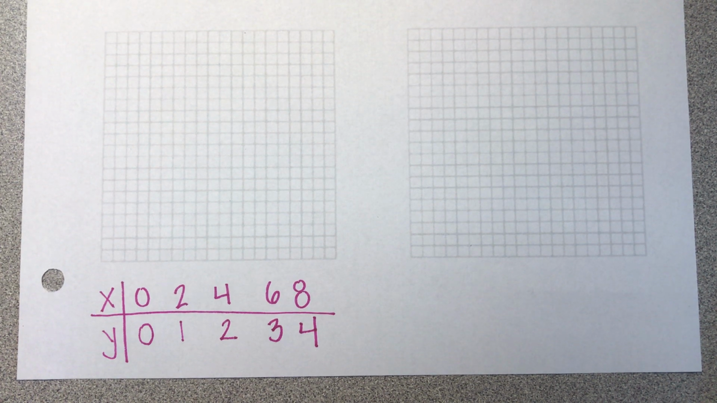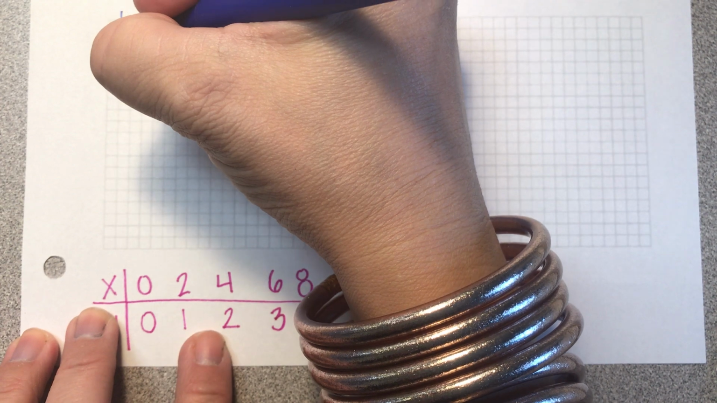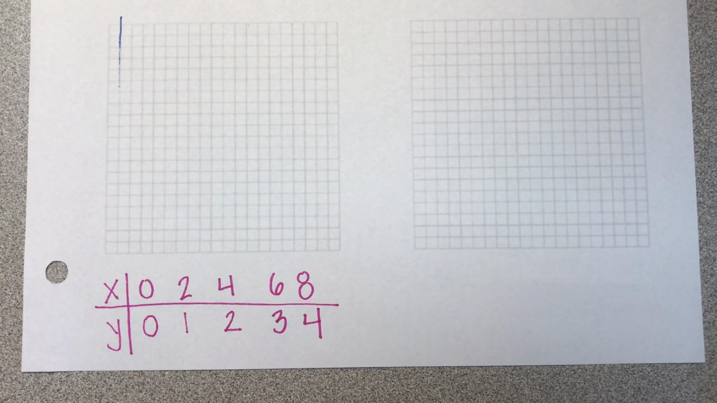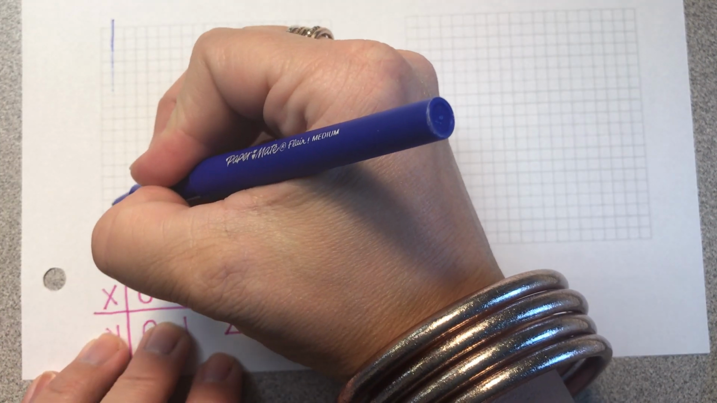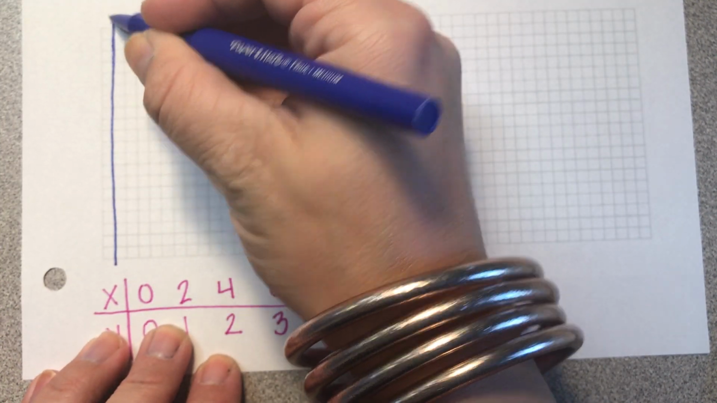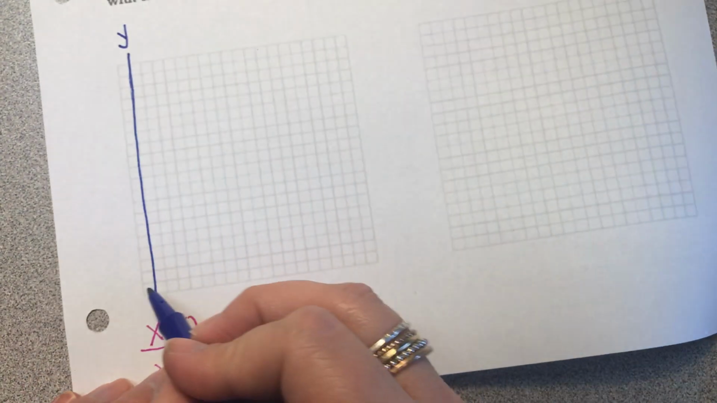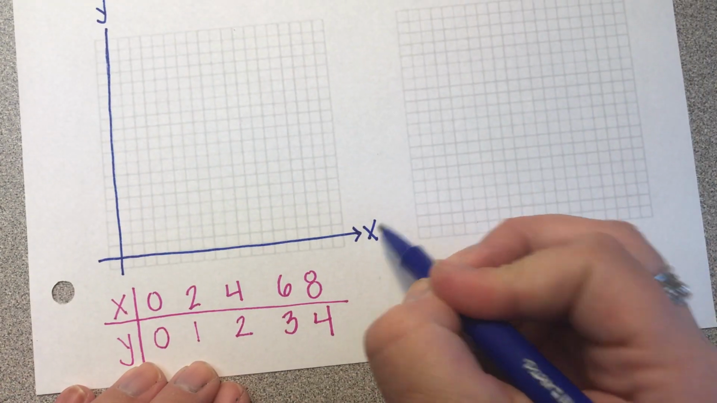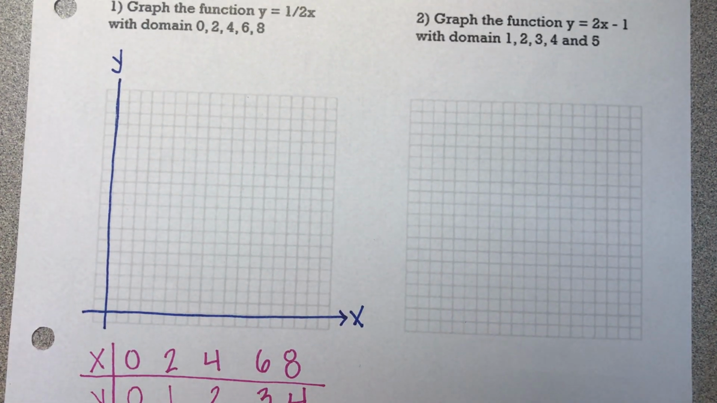Okay, and then we're going to label our graph. I'm going to pick this color. Oh, that's dead. Try this one. Okay, so remember this is always your y-axis. Then horizontally, this is always going to be my x. So I have my x and y-axis.